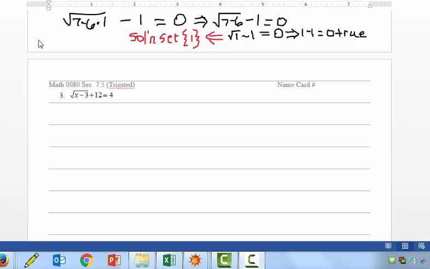All right, in the next equation, in order to isolate the radical, I need to subtract 12 from both sides. So I get the principal square root of x minus 3 is equal to negative 8. And a principal square root is always going to be positive. So this then will never be true.